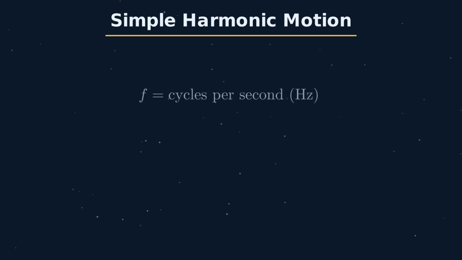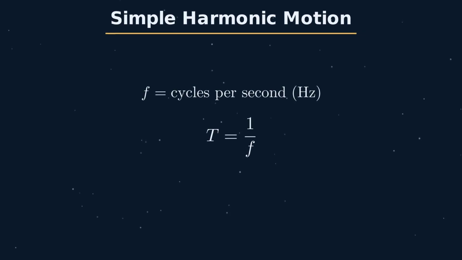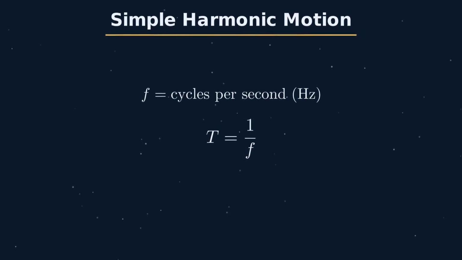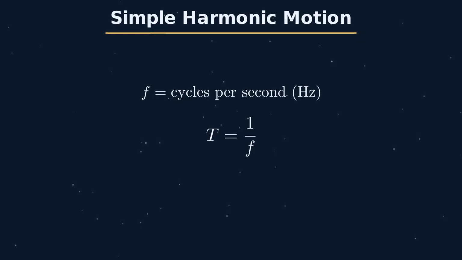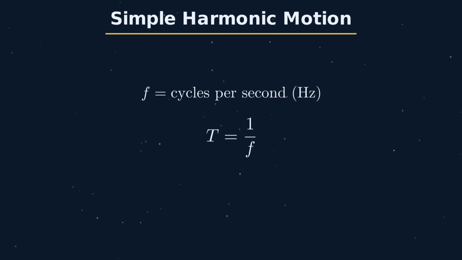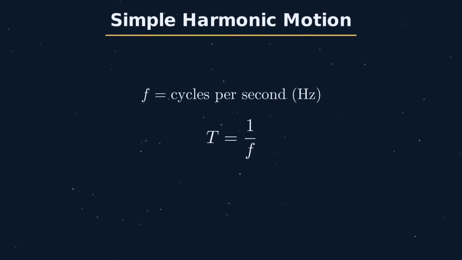Let's build the language. The frequency f is how many complete cycles happen each second, measured in hertz. The time for a single cycle is the period T, and the two are simply reciprocals: T equals 1 over f.